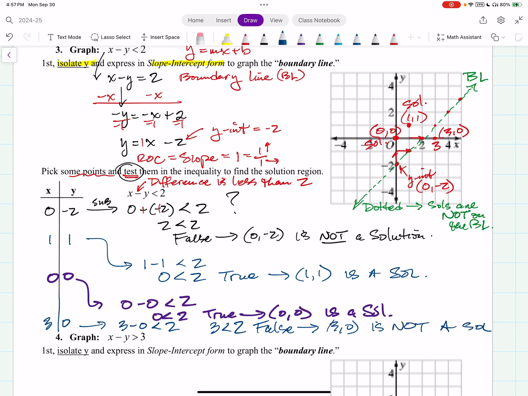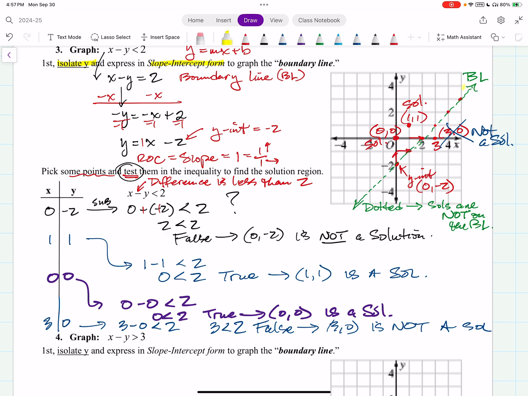Not a solution. And so what you want to do is pick a point on either side of the line, and test it in the inequality to see if you have a solution or not. So I'm going to cross this one out and write down "not a solution" here on the graph. And if one point that you pick below the line is not a solution, that implies the solutions are above the boundary line instead of below it.